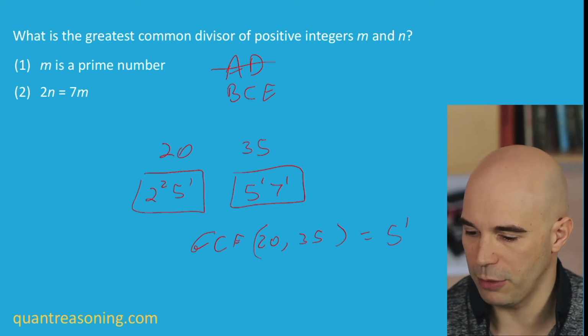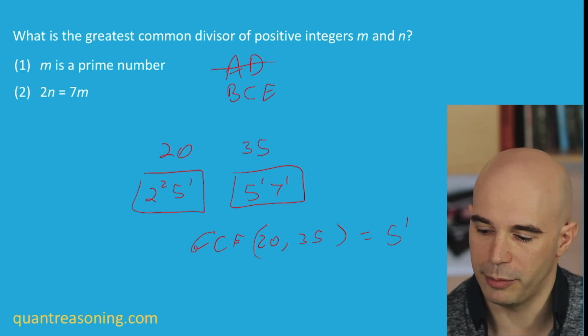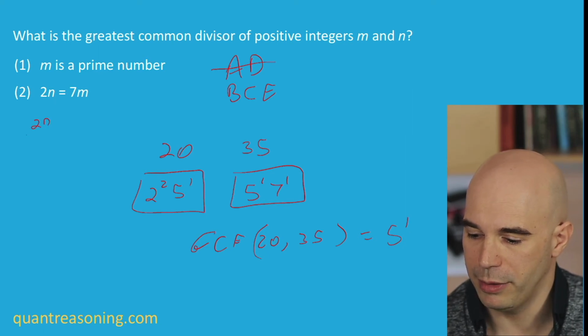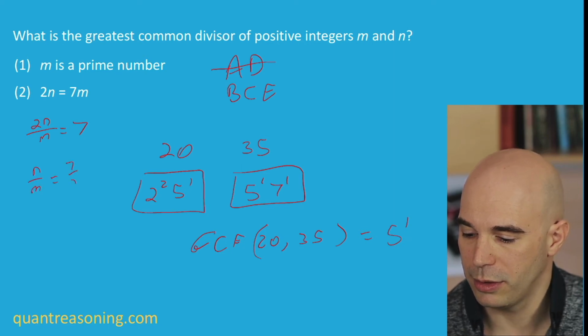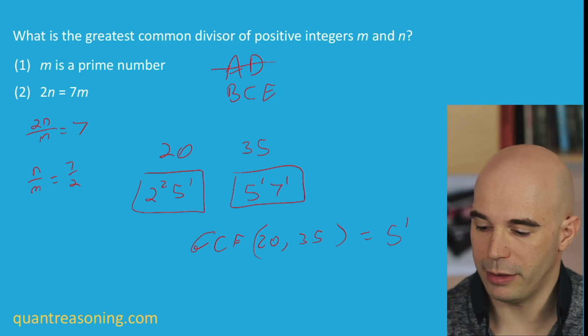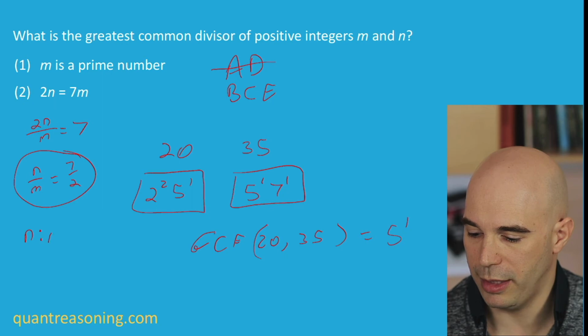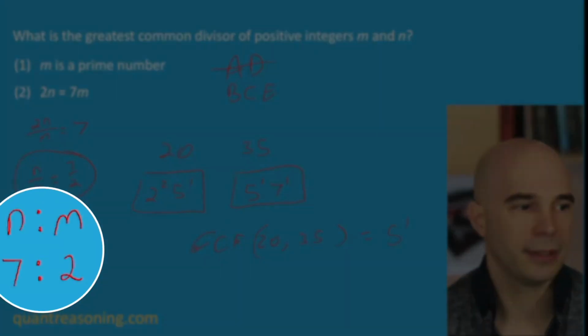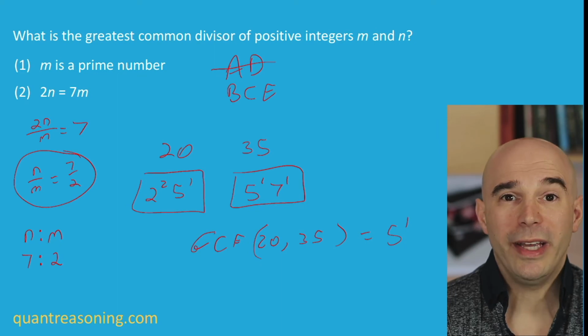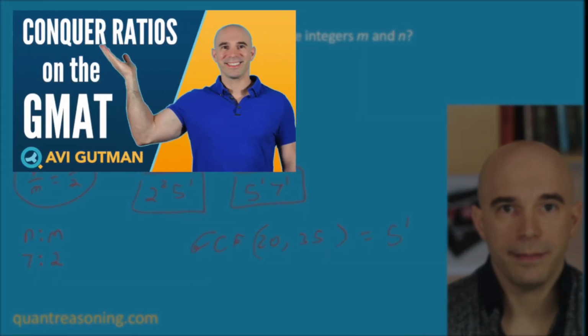Now if you wanted to do it algebraically, you could divide both sides by m, like this, and then divide both sides by 2, like this, and then rewrite that equation horizontally. So it would be n to m is 7 to 2. So now I have it as a ratio. It was given as an equation, but now it's looking a lot more like a ratio. And we have an integer constraint here.